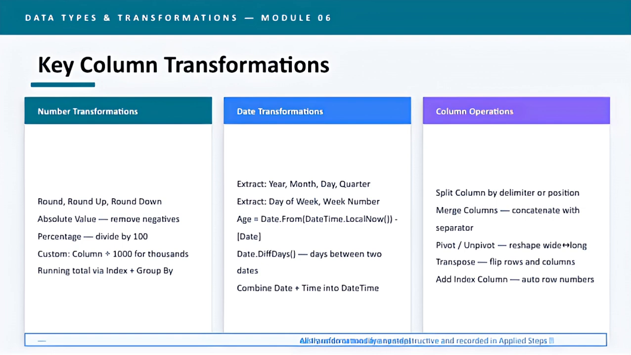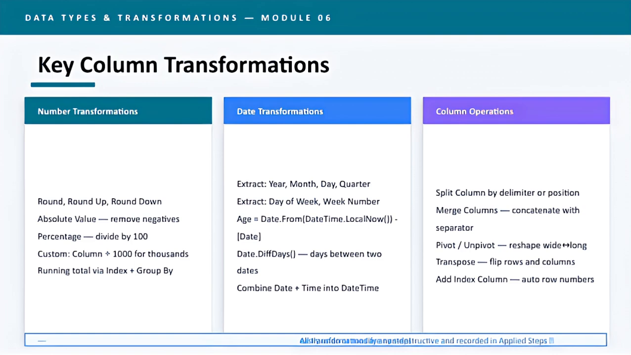Similarly, merging columns is straightforward. Just concatenate them with a separator to create a combined field. Reshaping data is also simple with pivot and unpivot functions, which let us switch between wide and long formats. Transposing flips rows and columns, giving us a different perspective on the data. Adding an index column automatically assigns row numbers, which can be useful for tracking or sorting.